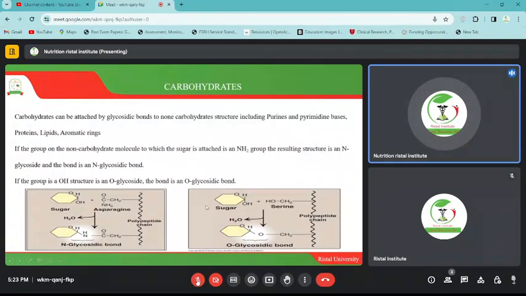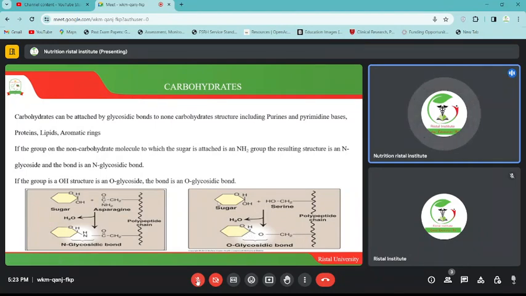Then looking on the right side here is an amino acid called serine, which has a hydroxyl side group, and when bonded to sugar, that reaction will give us what we call the O-glycosidic bond.